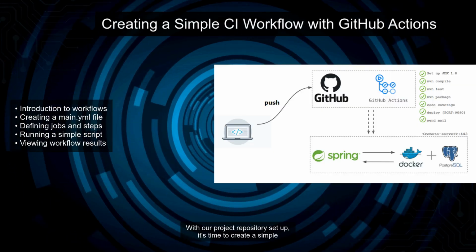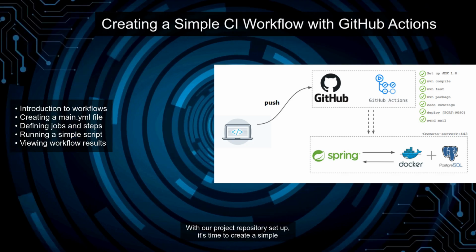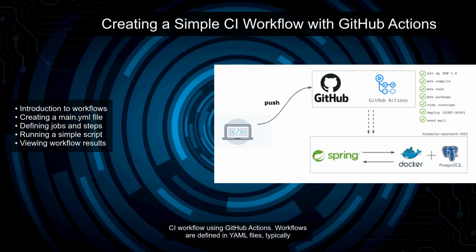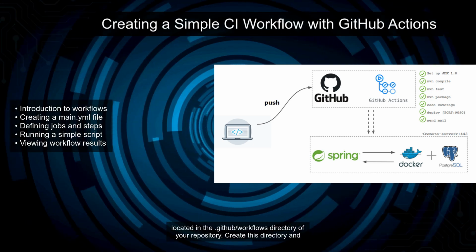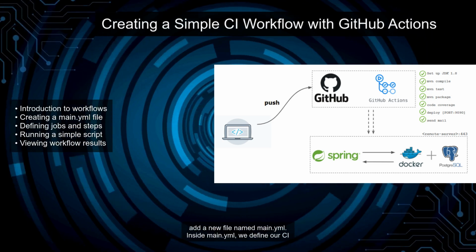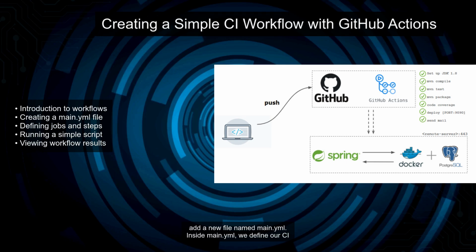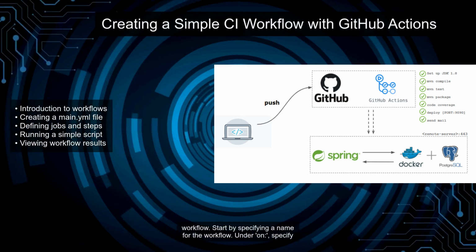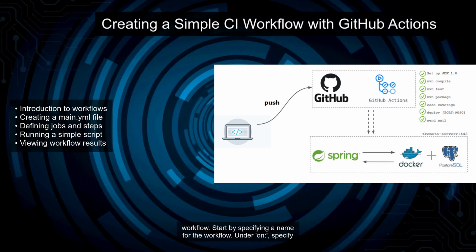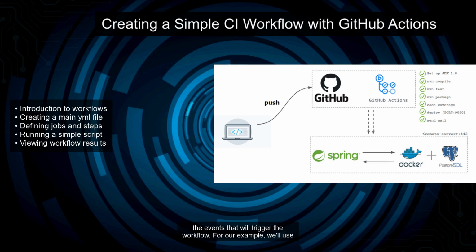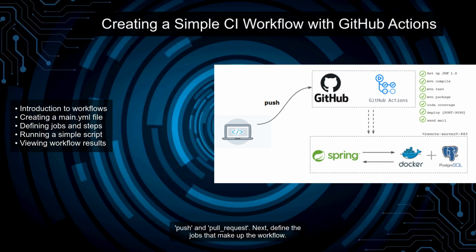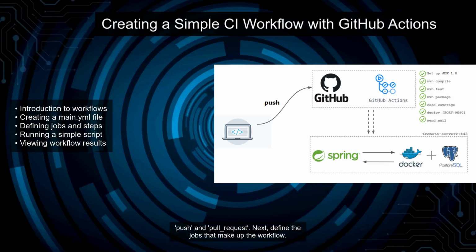With our project repository set up, it's time to create a simple CI workflow using GitHub Actions. Workflows are defined in YAML files, typically located in the .github/workflows directory of your repository. Create this directory and add a new file named main.yml. Inside main.yml, we define our CI workflow. Start by specifying a name for the workflow. Under on, specify the events that will trigger the workflow. For our example, we'll use push and pull_request.